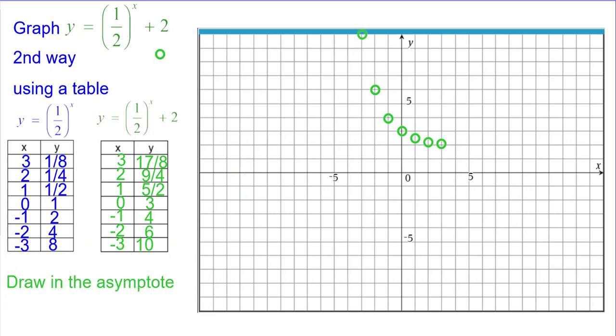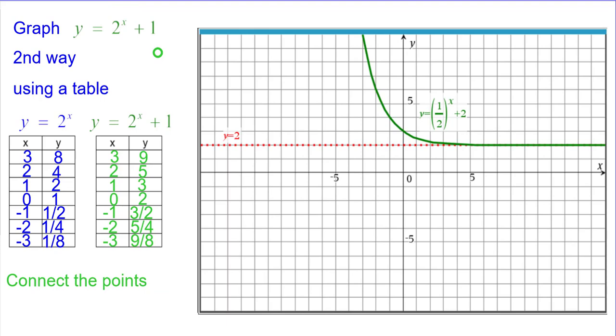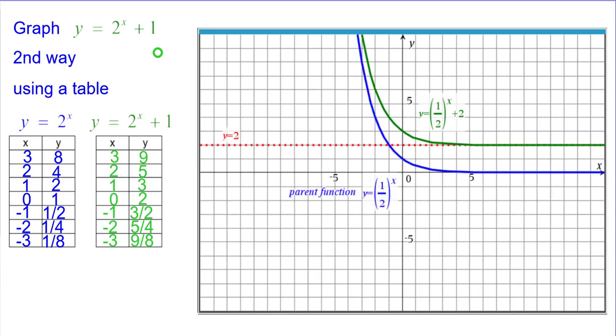We need to draw in the asymptote at y equals 2. And then connecting the points, we get y equals 1/2 raised to the x plus 2. And again, we can compare that to the parent function.